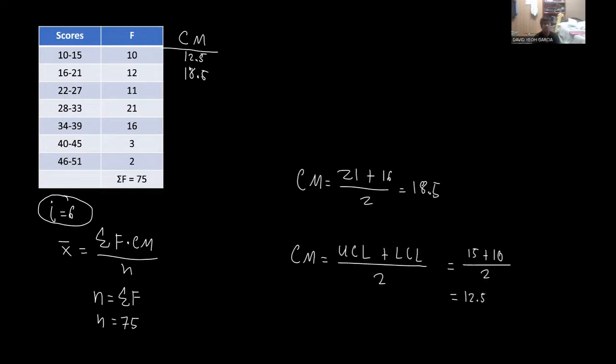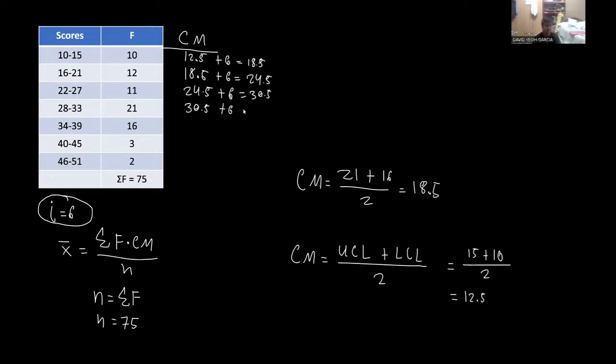Let's try this one. 12.5 plus the class width, which is 6, is equal to 18.5, which is the next class mark midpoint. If we add 6 to 18.5, we get 24.5, which is the next class mark midpoint. Let's keep on doing that. 24.5 plus 6 is equal to 30.5. So this will be 30.5.